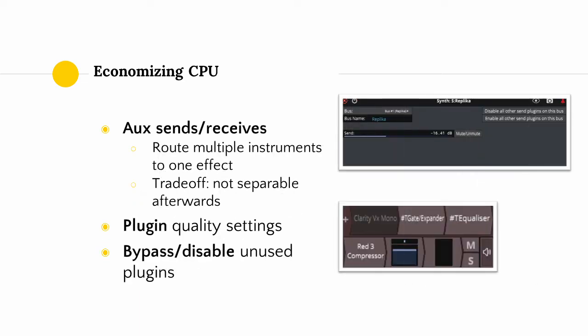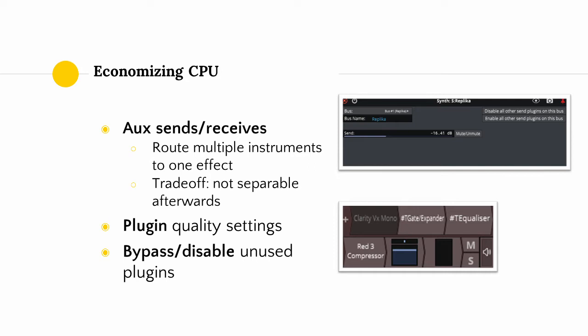If we have a relatively CPU-intensive effect plugin that is used on a lot of instruments, say a fancy delay or reverb plugin, one solution that we can use is to route the sound from multiple instruments into one effect, using auxiliary sends and receives. The main drawback of this is, of course, once you've run your auxiliary send signal through that effect, there is no way to separate out the constituent instruments for individual processing afterwards. So if you do this, you're going to have to think about the order of effects that you use.